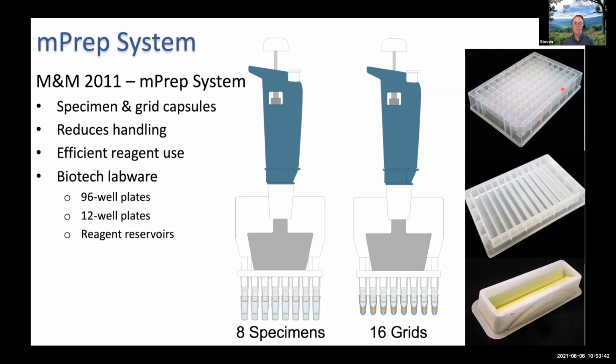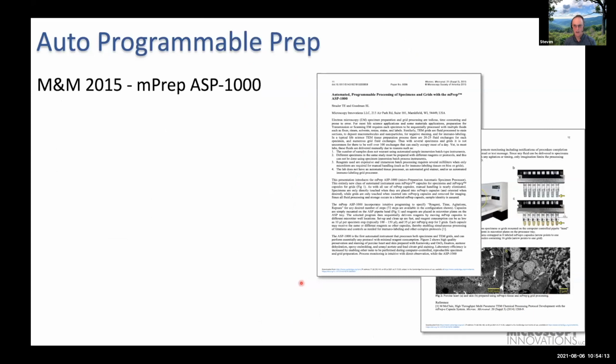And we can choose different types of microwell plates to pipette the reagents up from, and that gives us a lot of flexibility. So reagent exchanges, even manually, are very easy. Simply depress the button one time, and you've now exchanged the reagents on 16 grids, 2 grids per capsule, or 8 specimens. Very, very fast and easy and uniform. So that's useful, but it's not automation.